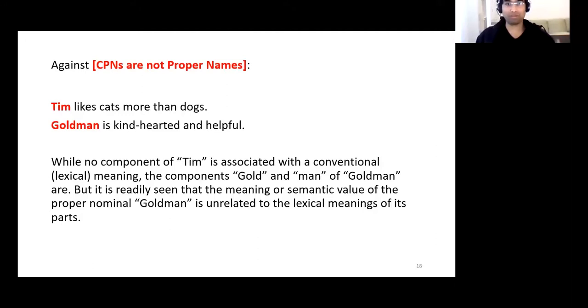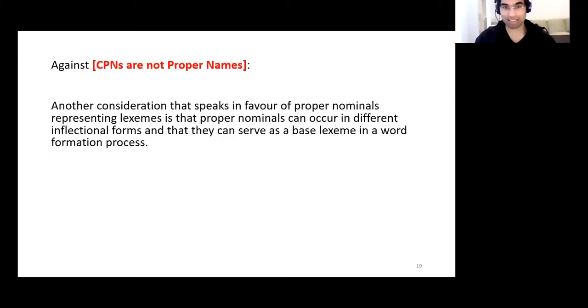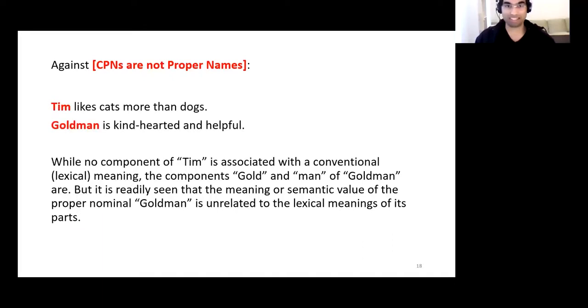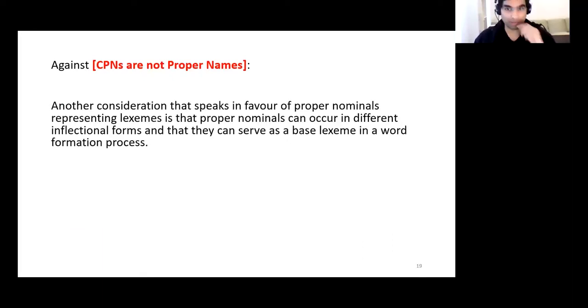Goldman can be resolved into gold and man, but it's easy to see how the meaning of Goldman must be unrelated to its constituent parts. The meaning of Goldman need not have anything to do with gold or with man. So proper nominals are lexemes. Their meaning, in whatever sense they can be said to have meaning, is not derived from its component parts.